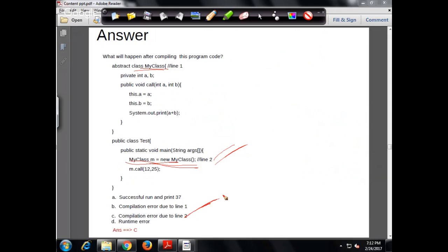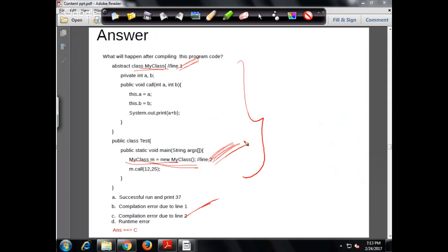So now, guys, if you understand this particular question, it's a pretty long code to analyze. But if you know that one particular concept about abstract classes, that it cannot be instantiated, then you have your answer just by looking at the two lines, line 1 and line 2. Line 1 says that the class is declared as abstract, and line 2 says there's an instantiation happening for the same class, right?